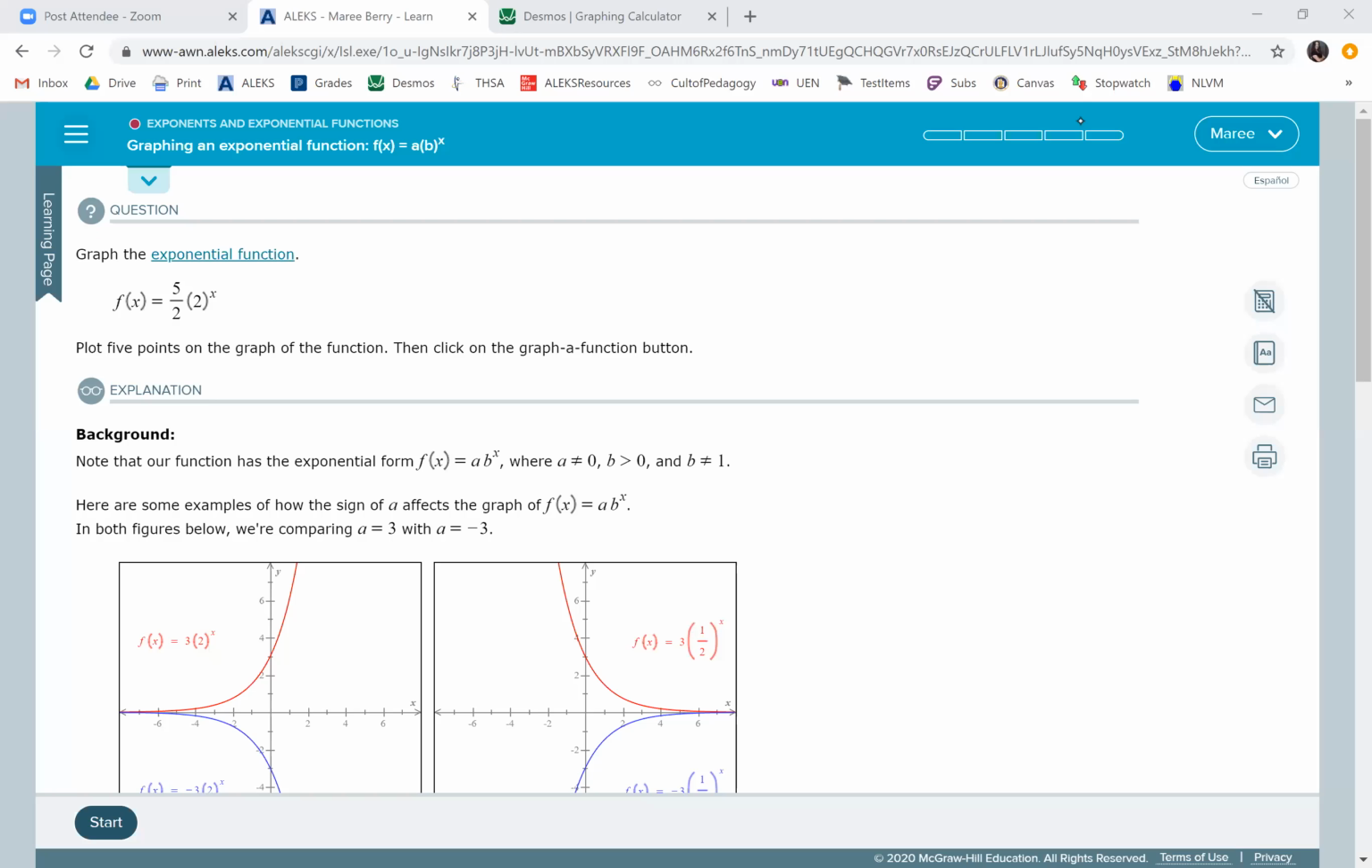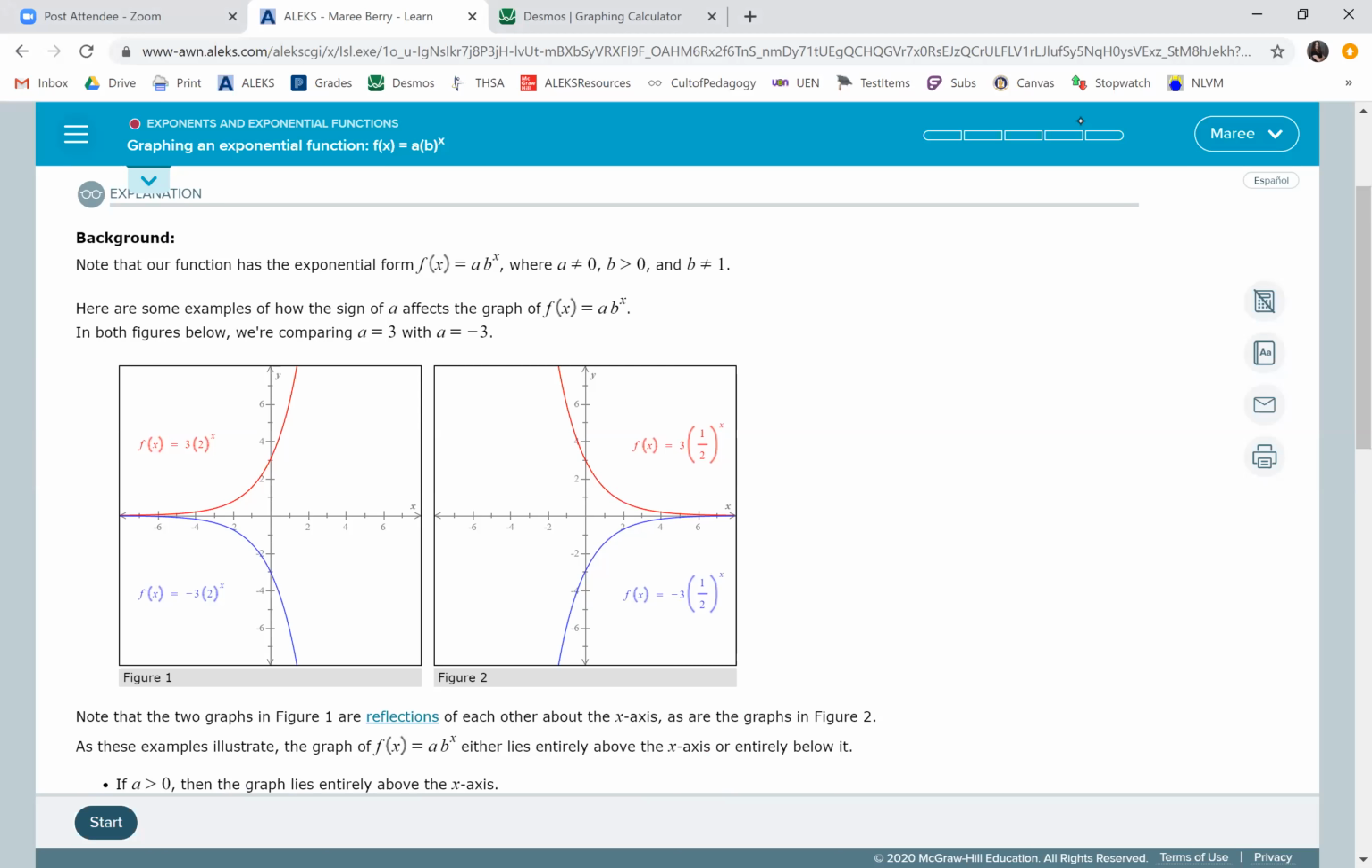Okay, so there's a couple of things they're showing us here in the explanation, but really you just have to graph 5 points and then connect the dots. So they're just showing us a little bit that if that number is negative, it's going to go below the graph, like these blue graphs. And if A is positive, it's going to go above.